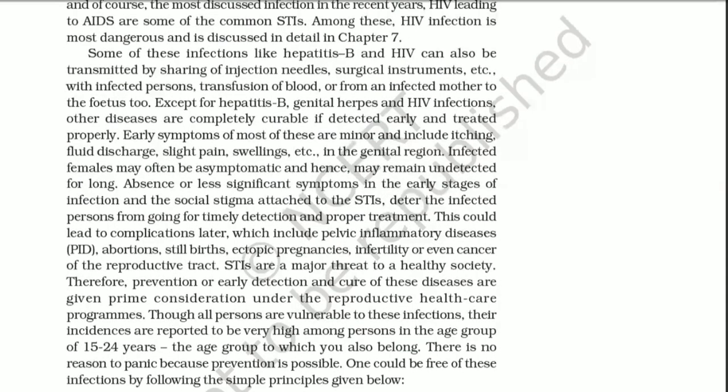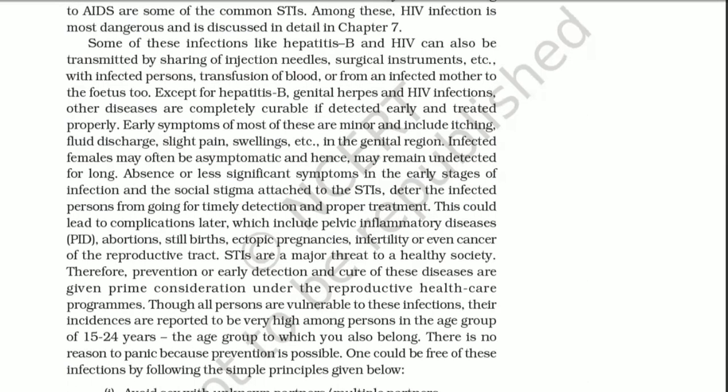Some of these infections, like hepatitis B and HIV, can also be transmitted by sharing of injection needles, surgical instruments, etc., with an infected person, by transmission of blood, or from an infected mother to the fetus too. Except for hepatitis B, genital herpes, and HIV infections, other diseases are completely curable if detected early and treated properly. Early symptoms of most of these are minor and include itching, fluid discharge, slight pain, swelling, etc. in the genital region. Infected females may often be asymptomatic and hence may remain undetected for long.